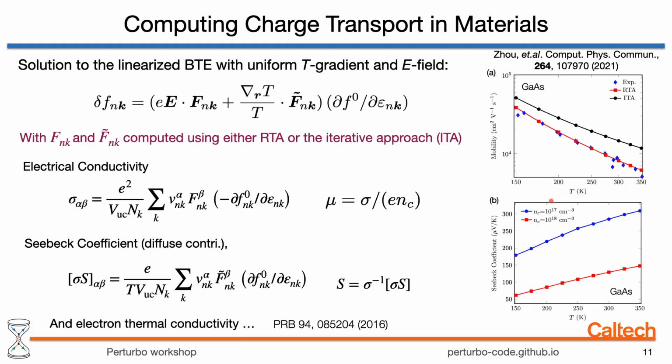And so to give examples of this, we've done these calculations for gallium arsenide, where we calculate mobility both using RTA as well as the iterative approach with ITA, as well as the Seebeck coefficient in gallium arsenide. And you can see we calculate these for different temperatures.